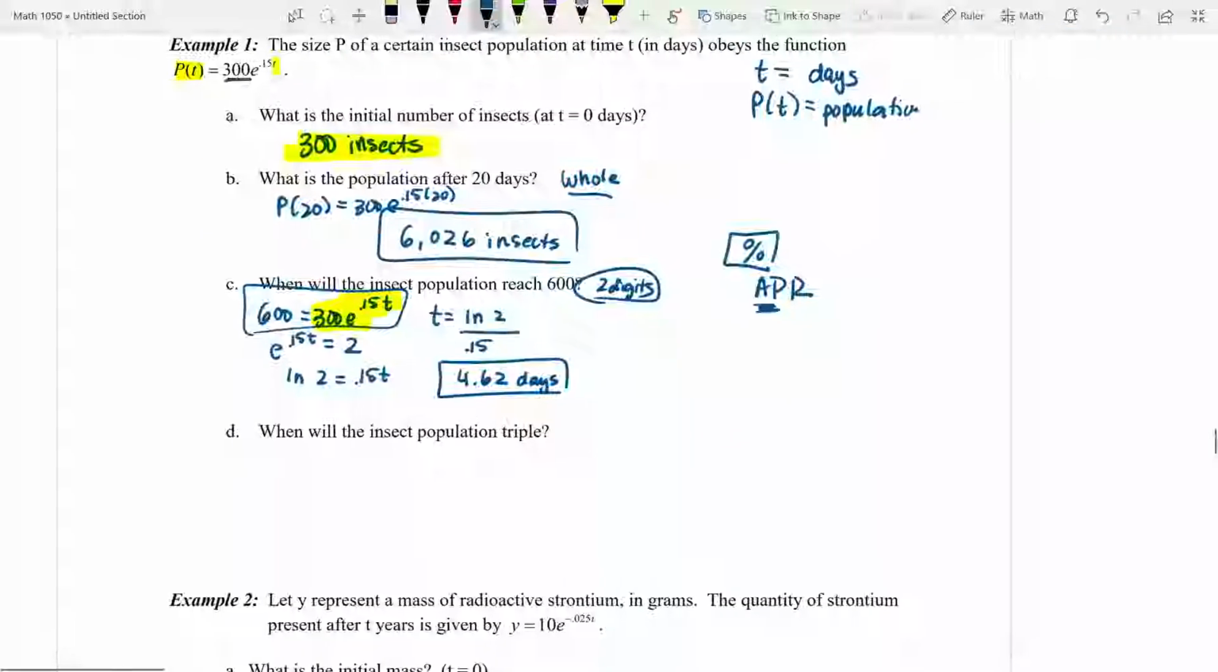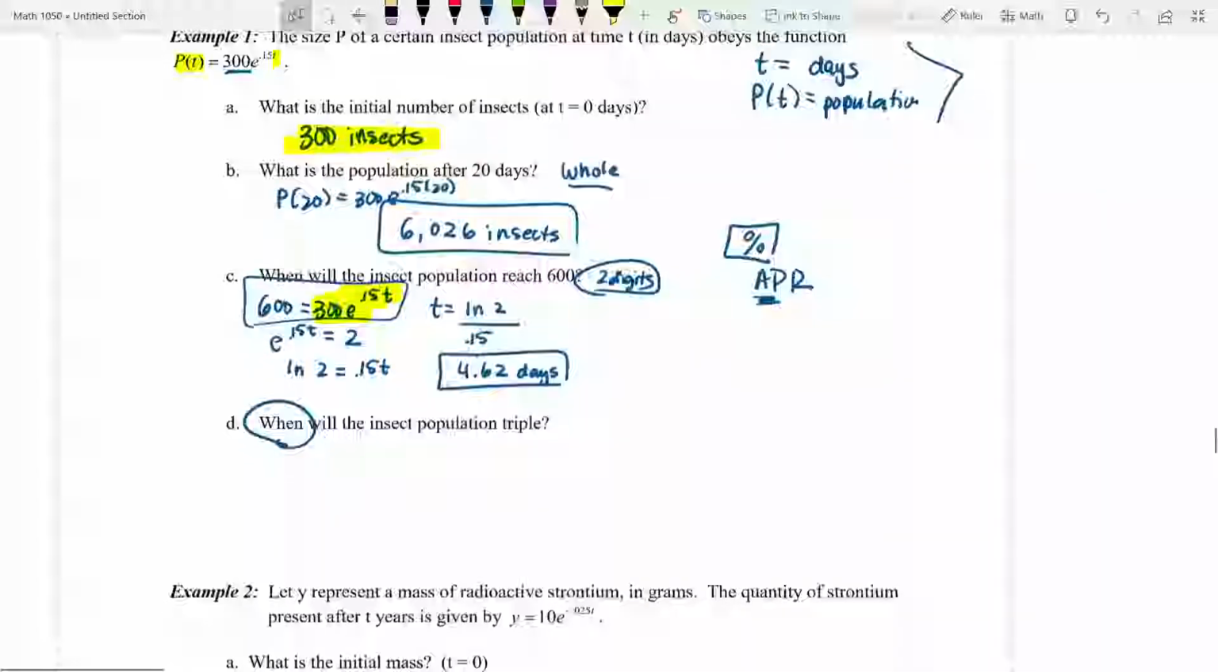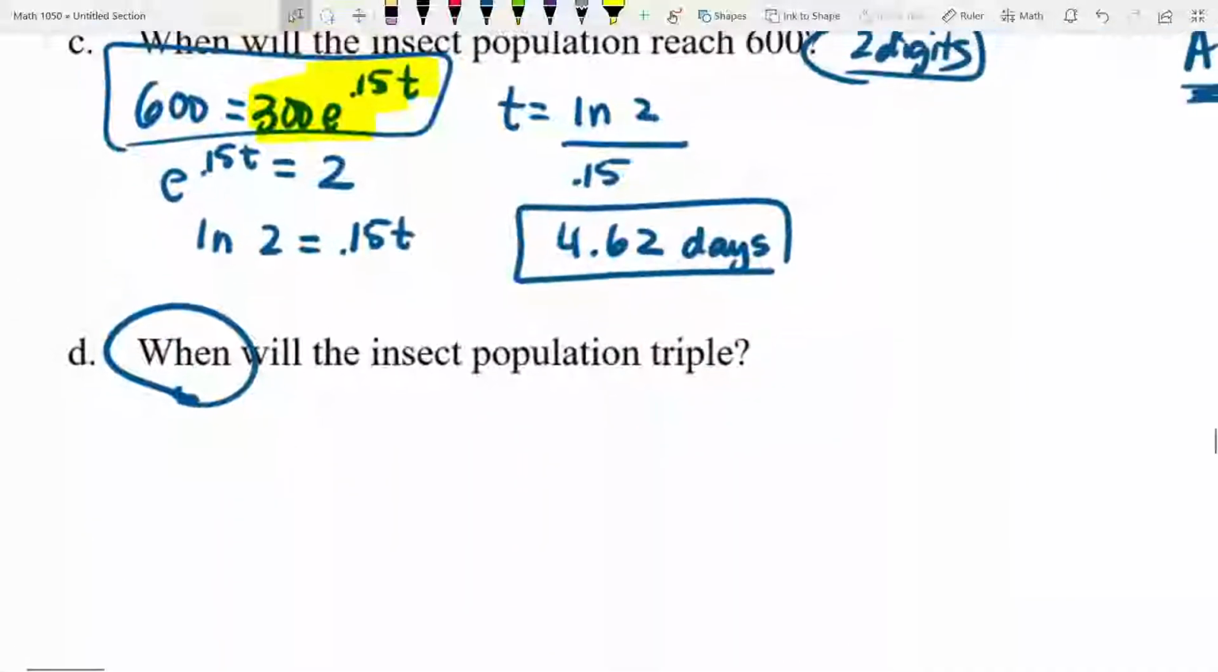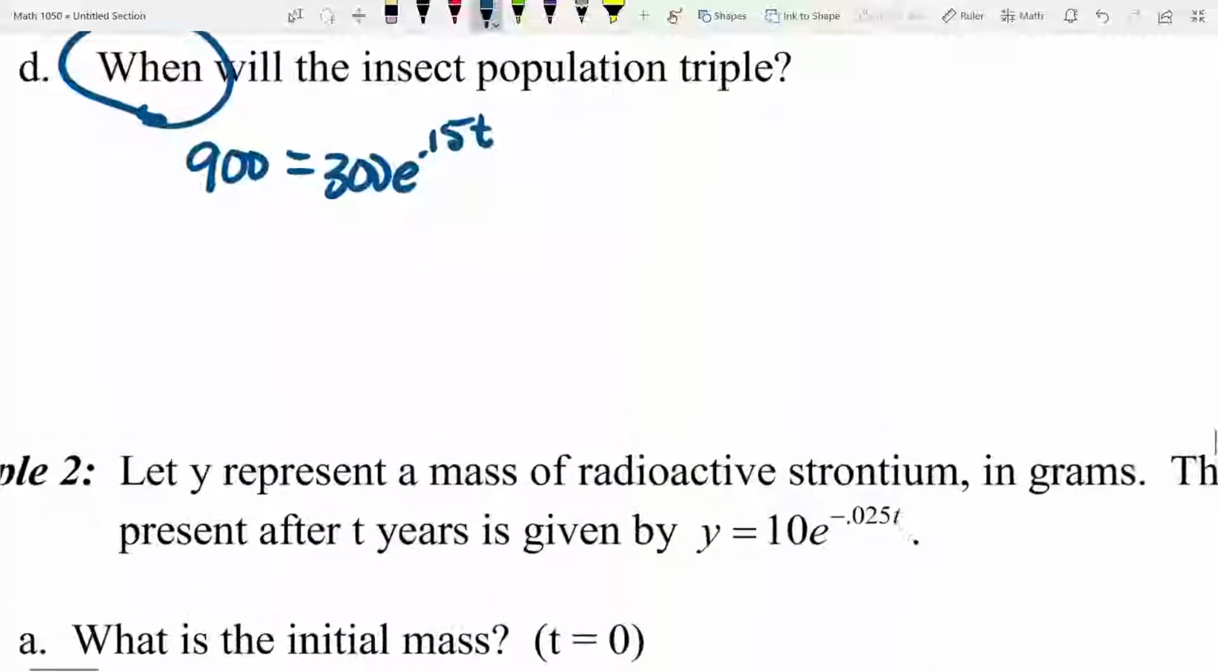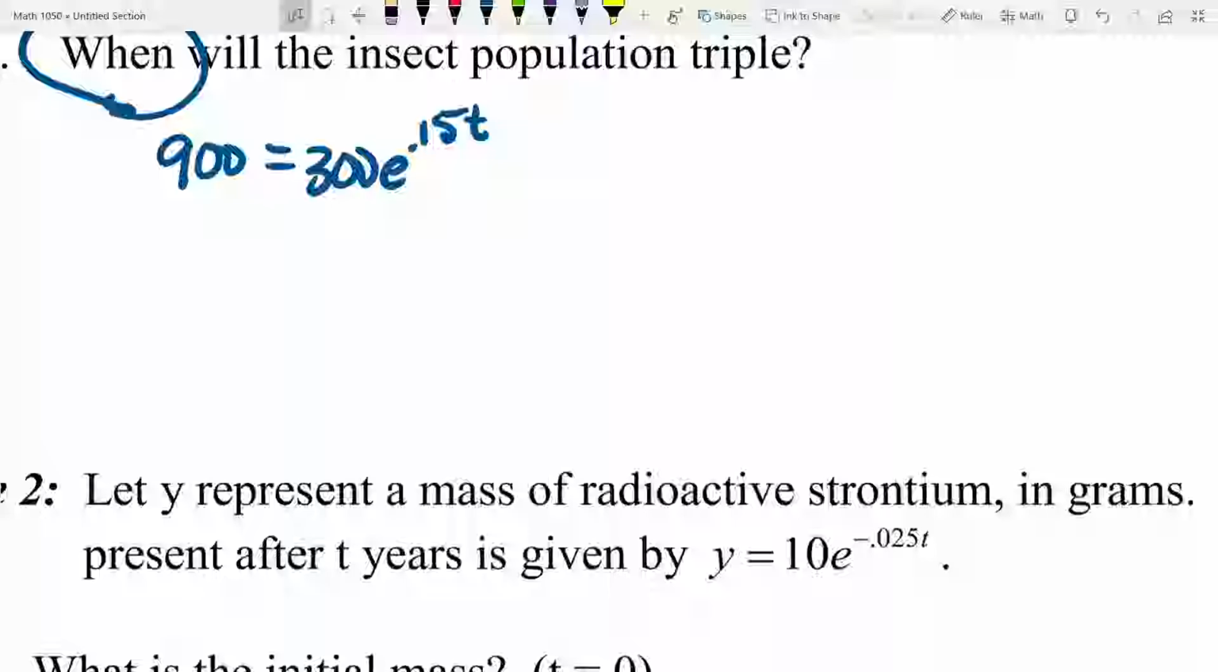Guys, listen. When? Which of these two stands for when? T. So I know that I'm looking for t. So over here, I'm going to go 300 e to the 0.15t. Now I have to have a number on the other side. What's my number on the other side? 900. Okay. What am I going to ask you? Are you stuck? And what's the answer to the question? No. We're not. Divide by 300. So e to the 0.15t is 900 divided by 300, which is 3. Are we stuck now? Yes.